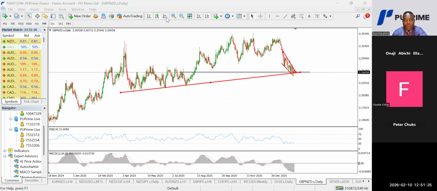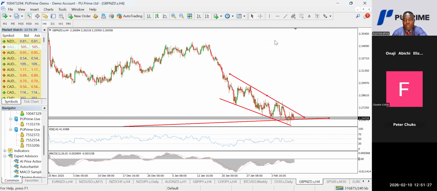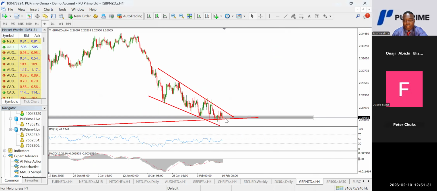If you flip down to the 4 hour time frame, we have a falling wedge pattern from where we expect price to break to the upside. So anytime a new candle breaks out above that upper trend line with RSI above 50, you're free to trigger a buy on the GBP NZD. So we're bullish on the GBP NZD.